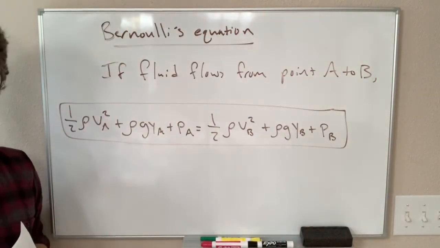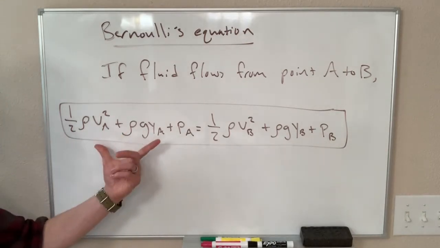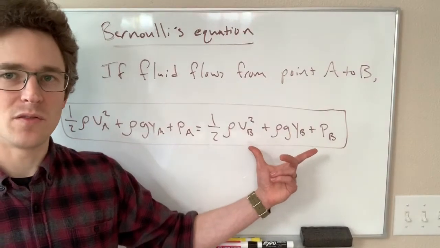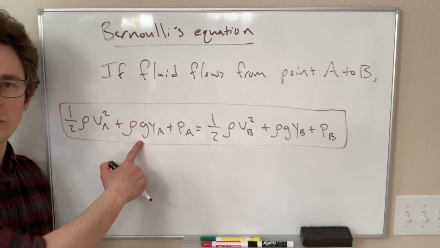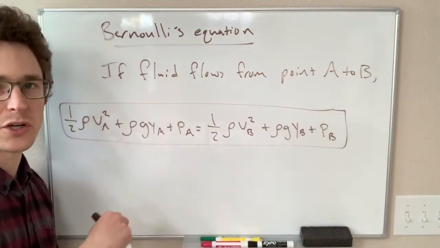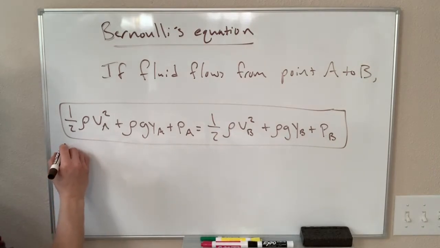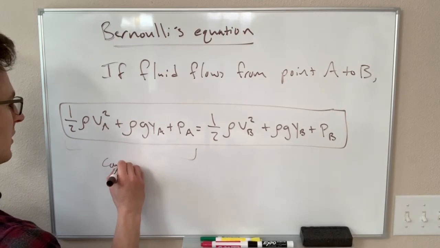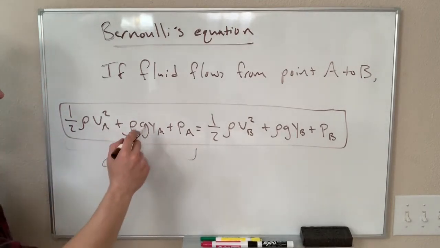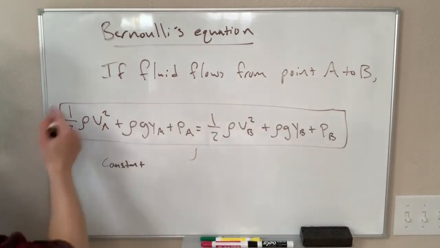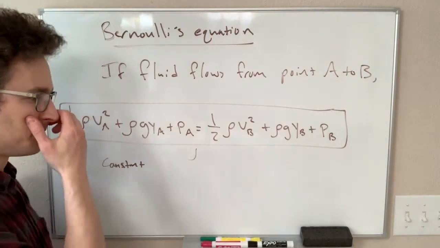This is about the longest equation we've had in any physics class that I've taught, but really all it's saying is energy at point A equals energy at point B, and these energies are a familiar form, right? We have a kinetic energy density, we have a gravitational potential energy density, and we have a pressure. We could also write this as something like the first half of this equation is a constant. Sometimes you see it written like that: 1/2 rho v squared plus rho g y plus p is a constant, but I like thinking about what's changing between two points, between points A and B.